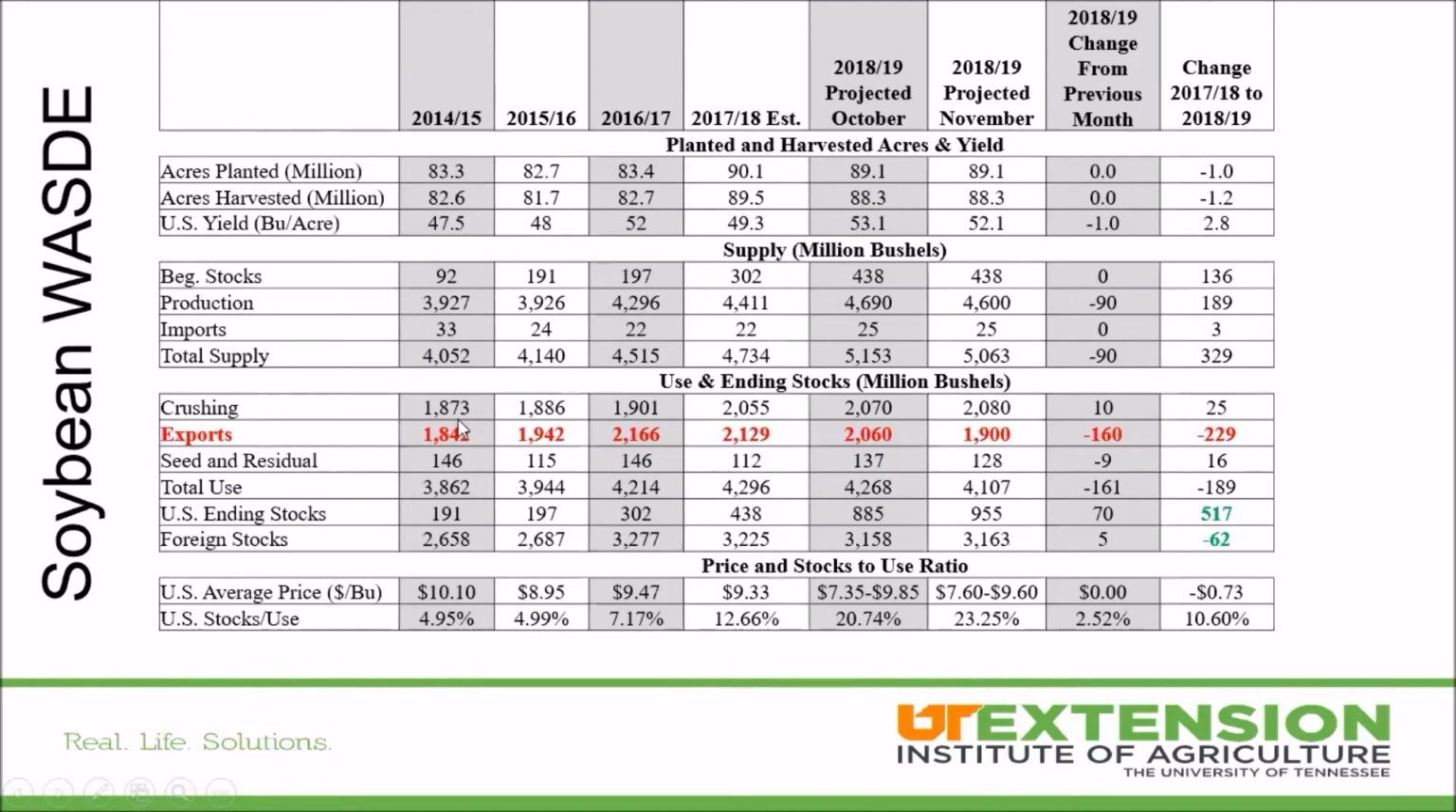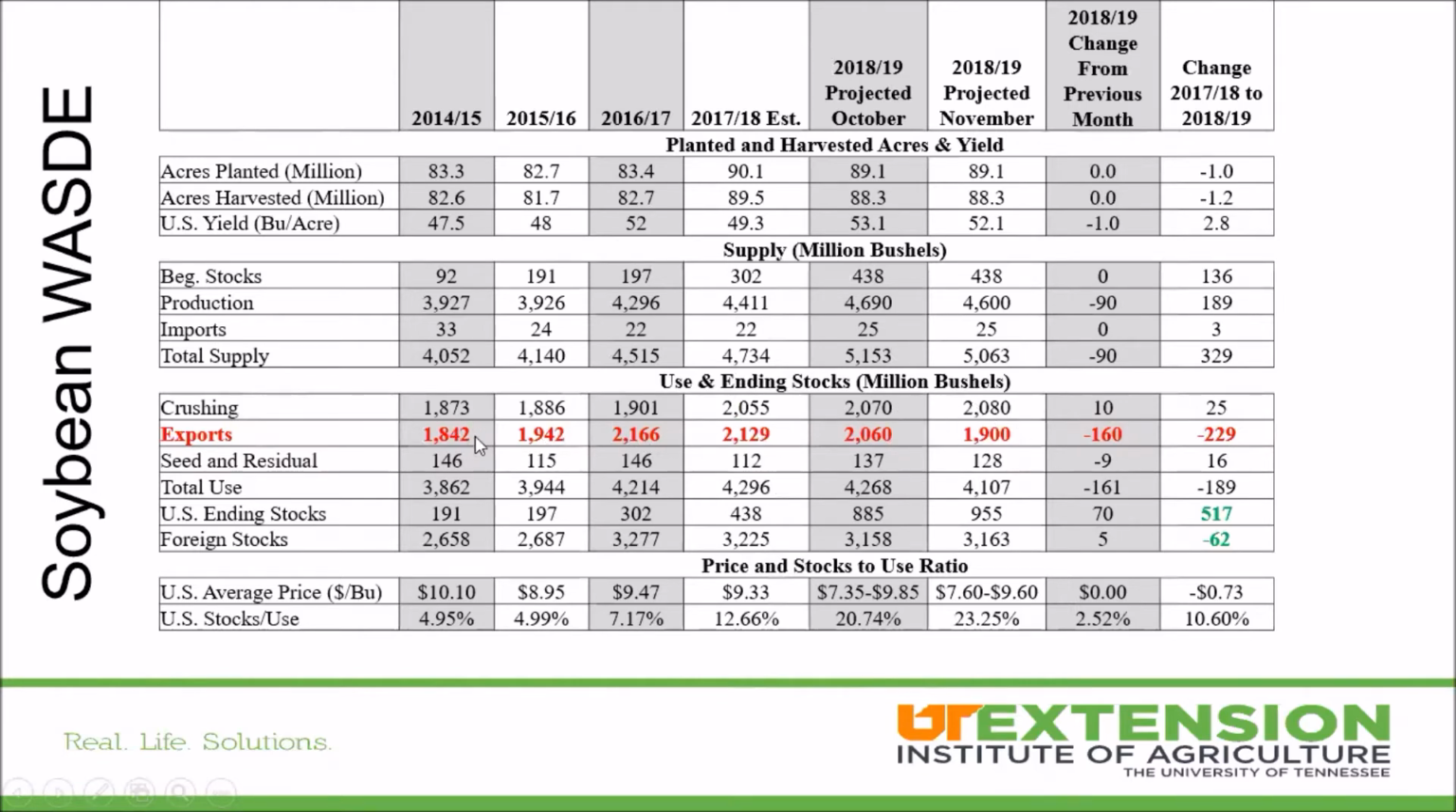Ending stocks number from 2014, where it was at 191 million bushels, all the way up to 955 million bushels. What you can see is, yes, there has been a decrease in exports. There's been pretty consistent growth in past years, but what we're seeing is about a 250 or 230 million bushel step back from where we were in 2017.